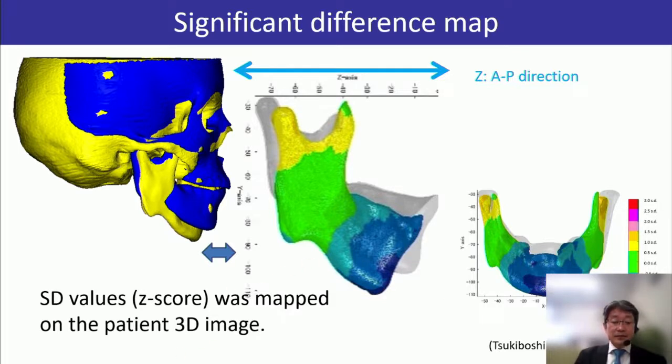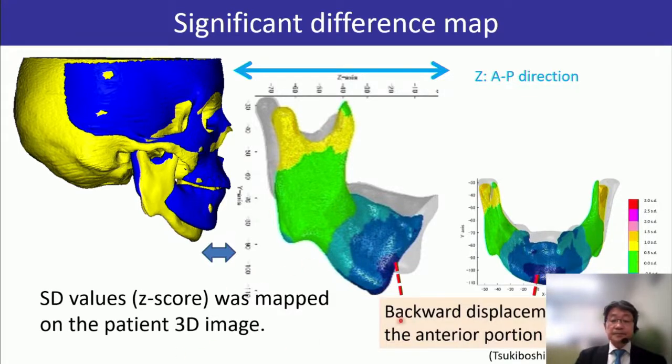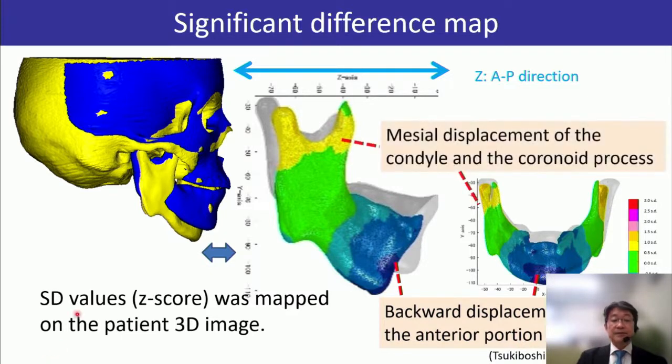So these blue colors, dark blue colors, indicate low SD values. This means backward displacement of the anterior portion of the mandible. And this yellow color in the condyle and coronoid process indicates a major displacement of the condyle and coronoid process in these directions, the AP, anterior-posterior directions.